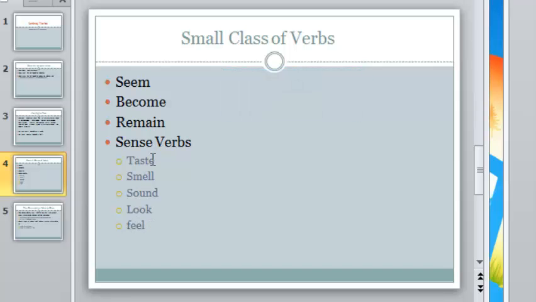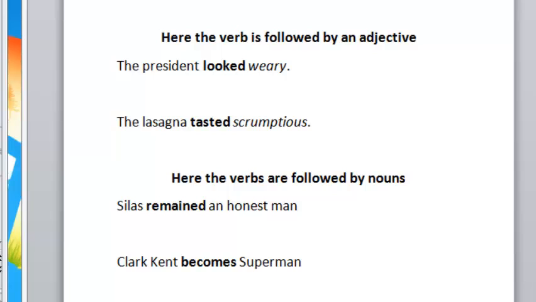So let's come over here and take a look at a couple of example sentences that utilize linking verbs. Here, the linking verb in the next two sentences is followed by an adjective. So the verb will be linking the adjective to the subject of the sentence. The president looked weary. Okay? So first we could replace the word looked with is. The president is weary. Still makes sense. Probably a linking verb. Weary is describing the president, so the word looked would be classified as a linking verb.